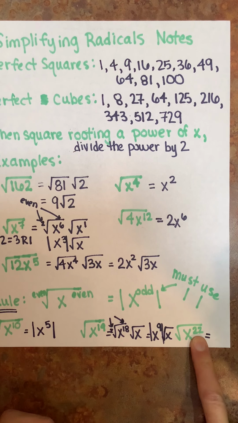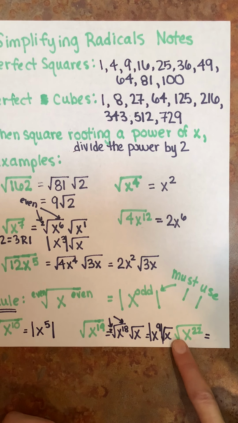Okay, so we have an even power, an even index, because again, the square root has an index of 2. So let's take 22 divided by 2, so we're square rooting that, and we're gonna get x to the 11th. Did we get an odd power in our answer? Yes.